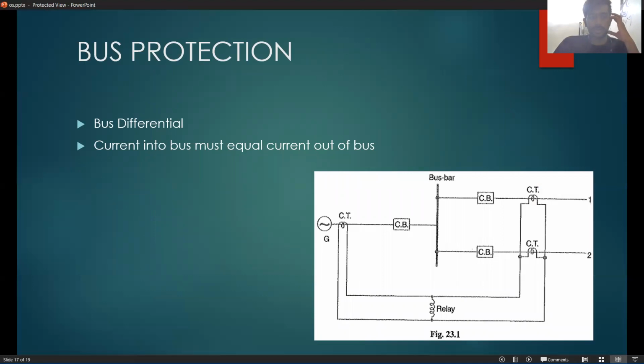So here is bus protection, meaning bus differential: current into the bus must equal current out of the bus. So the current into the bus is from here, and the voltage is passing through the relay and relay to the CB and to CT, and here to the bus bar. Though we can connect the CB directly to this bus bar, it may be easy, but if we connect through the relay, we may cause less damage or no damage.